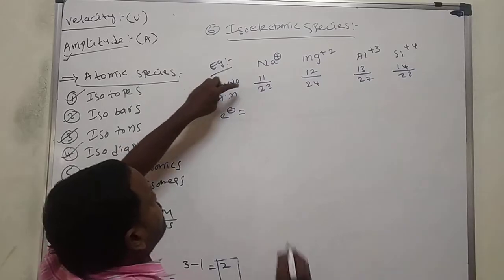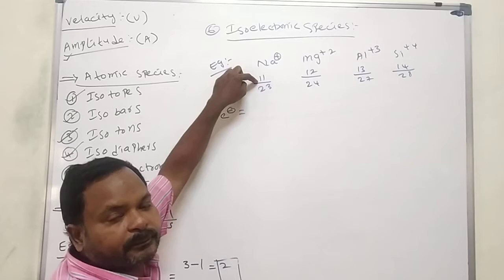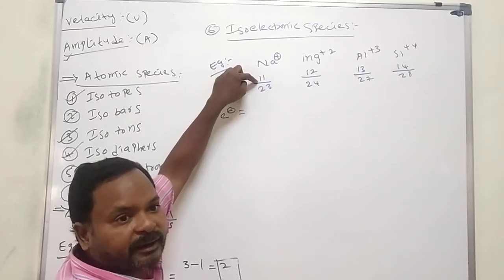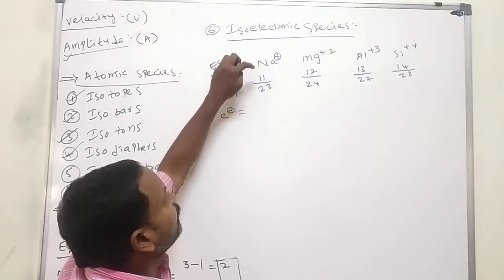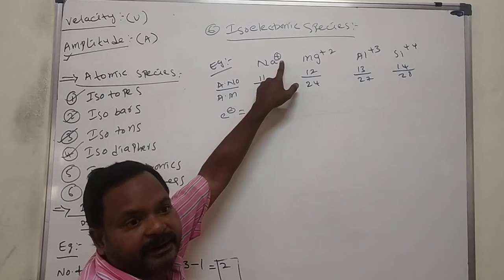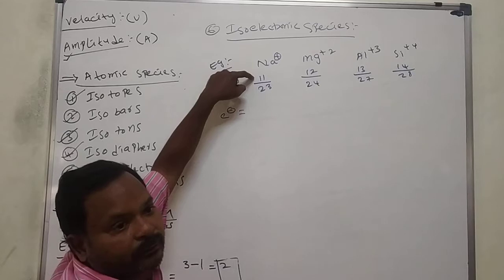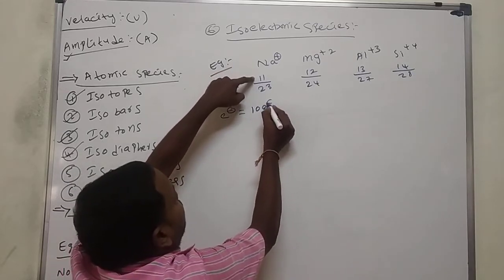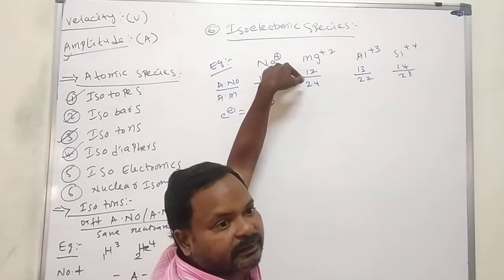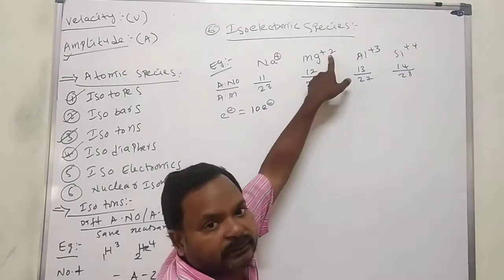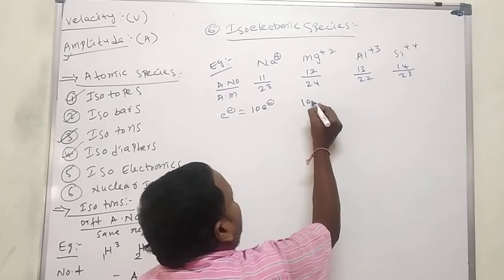Actually, every atom contains the same number of protons and electrons, equal to the atomic number. Sodium contains 11 protons and 11 electrons. But here we remove one electron; Na plus means we removed one electron. That means only 10 electrons are present. In magnesium, 12 electrons are present, but we remove 2 electrons. 12 minus 2 means 10 electrons.